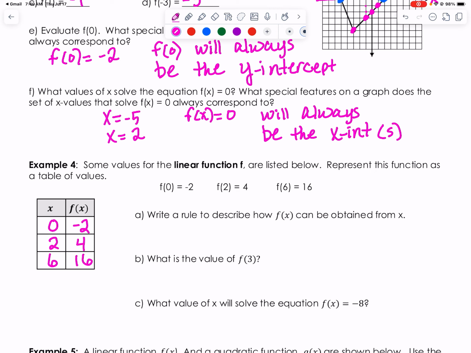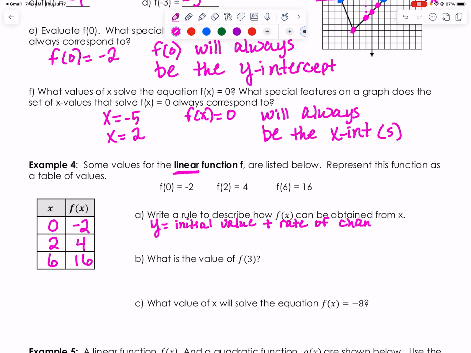Now, the next thing they want us to do is write a rule to describe how f of x can be obtained from x. In other words, what are they doing to each x to get each y value? There's a clue in this problem because it told us that the function was a linear function. And when we write a rule for a linear function, it's always y equals your initial value, or your y-intercept, plus your rate of change.